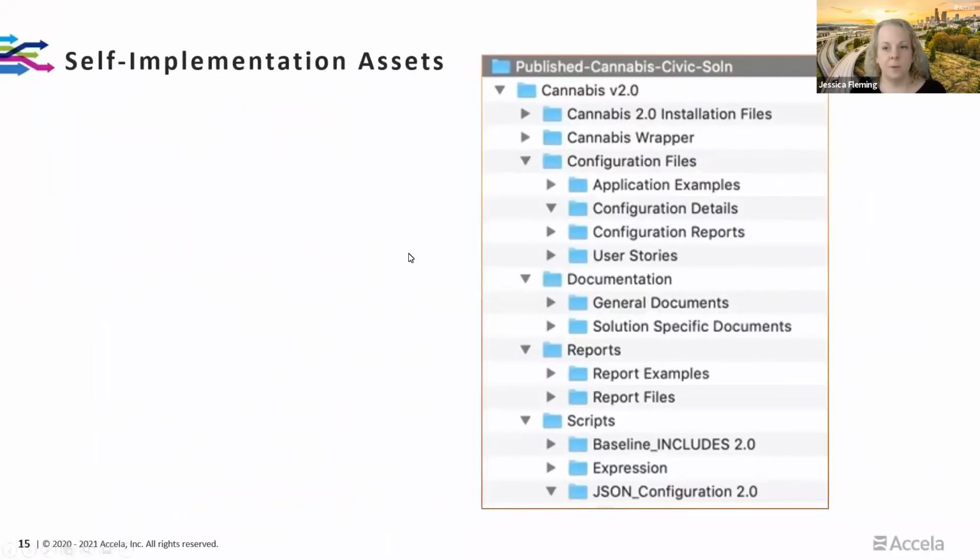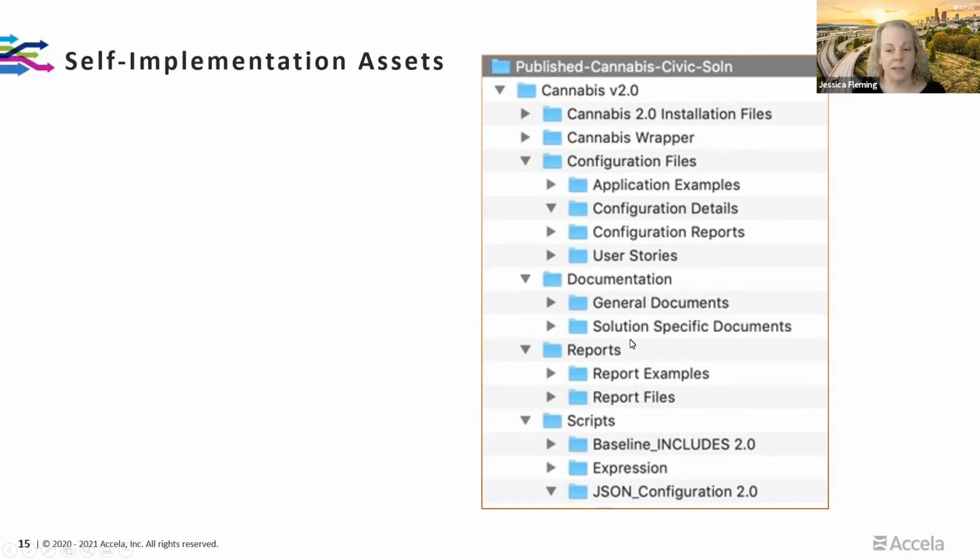This is a little bit more information on what the tree looks like for implementing the Civic application solution. It just gives you a high-level overview of what is in there. So you can see that we have some installation files and wrappers, the configuration files that give you the details around the reports and the applications. We also have some documentation that gives you that solution-specific info that we were talking about.